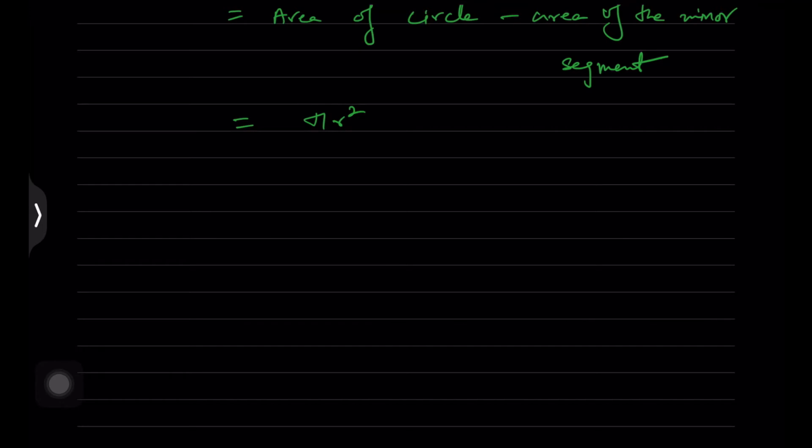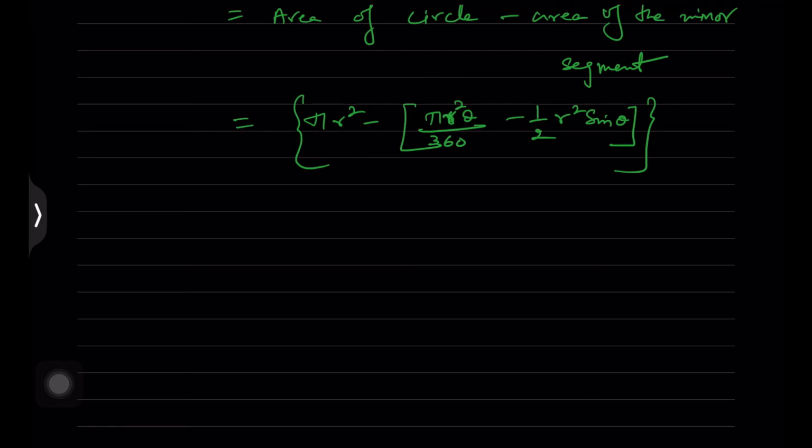So the area of the major segment is the area of the circle minus the area of the minor segment, which is equal to pi r square minus of pi r square theta by 360 minus half r square sine theta. Now this is the formula for the area of the major segment. So the area of the minor segment, major segment and the area of the circle are all involved. If all of them are known, then we can find it out. Then you have some useful results.